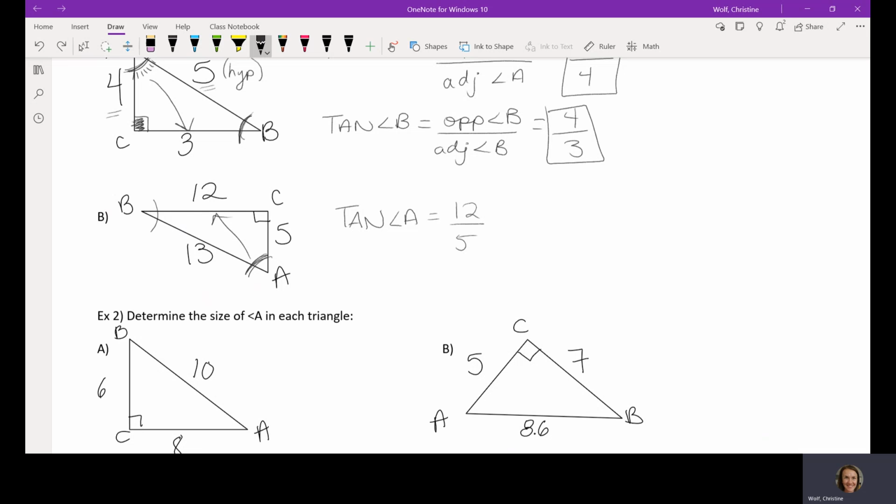I'm not going to use that one. So there you go. There's your ratio. How easy is that? Let's do one more, tan of angle B this time, because that's the other acute angle.